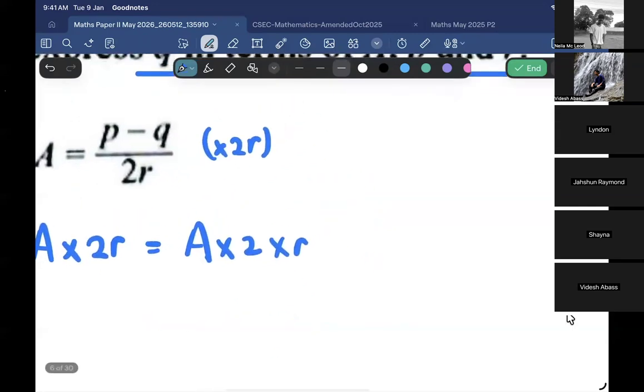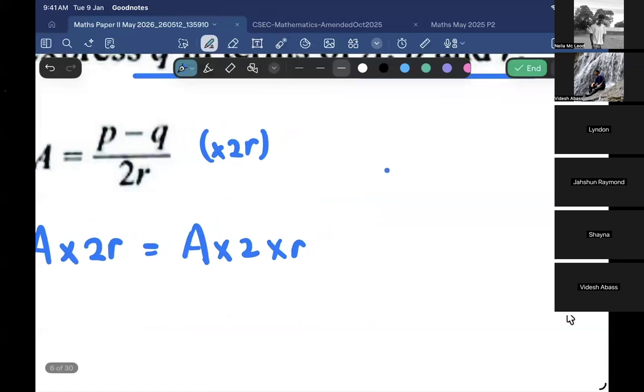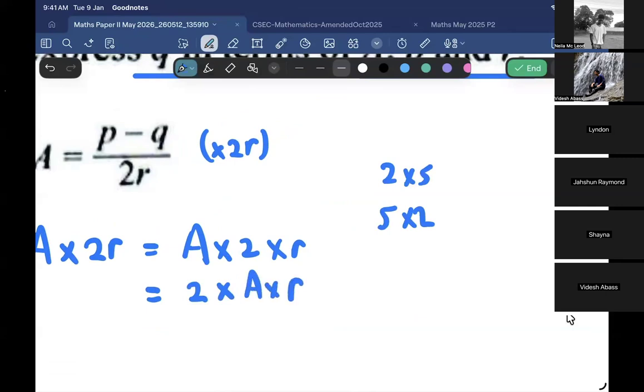And if you're confused, let me give you a simple example. What's 2 by 5? 10. What's 5 by 2? 10. Did we get a different answer? No. Same answer. So instead of writing A by 2 by R, we typically put the number in front. So I could say 2 by A by R, which is just 2AR.